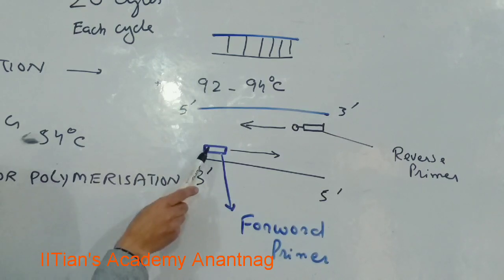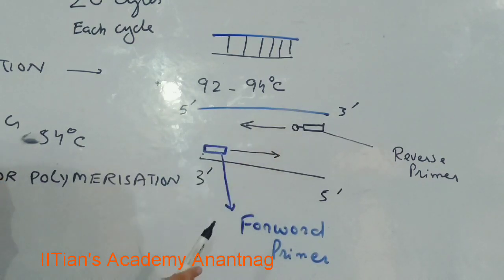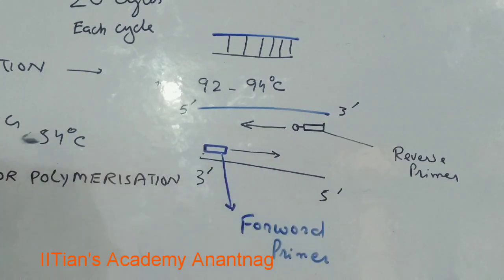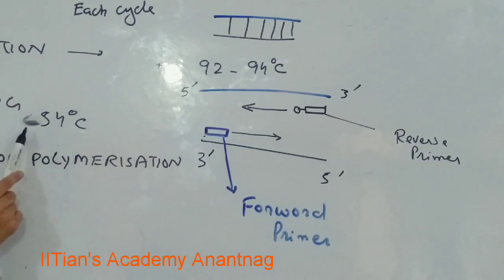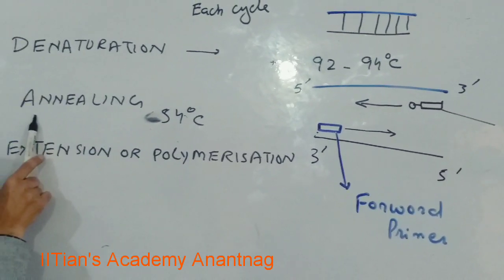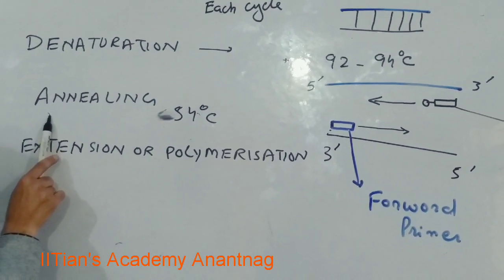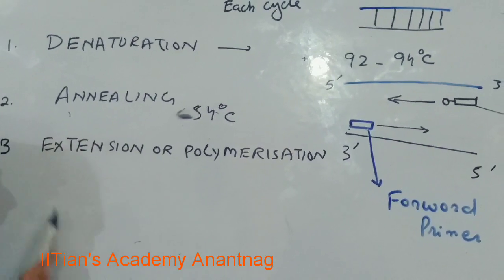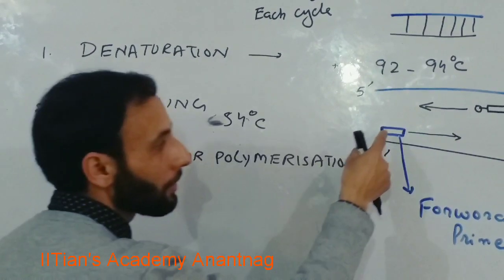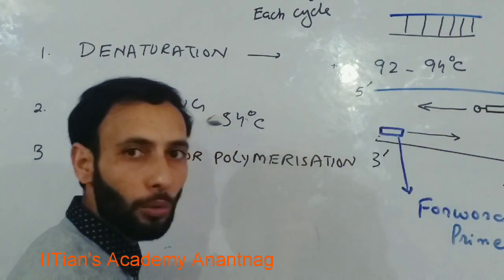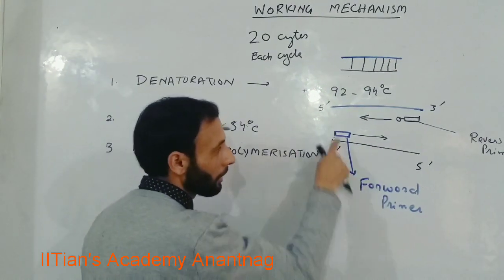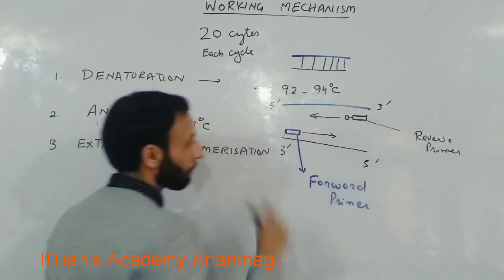The process of binding of these primers to the separated DNA strands, to our template DNA, which takes place at a much lower temperature, is called annealing. This is the second stage of our polymerase chain reaction. Annealing means binding. What we bind to our template are the primers, the short oligonucleotides. We have two types of primers: one is the forward primer and another is the reverse primer.